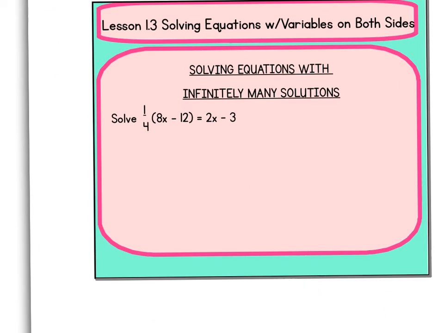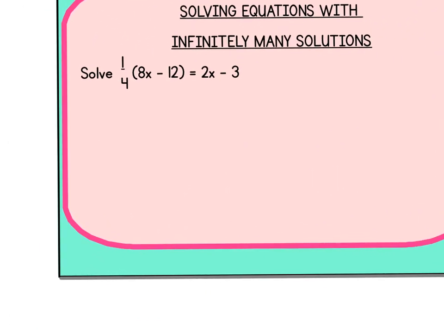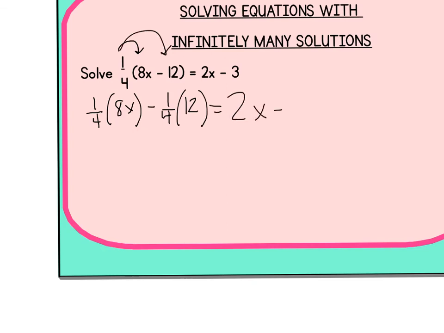So let's try the next one. We have 1/4 needing to shake hands with the 8x minus the 1/4 has to shake hands with the 12 equals 2x minus 3. Remember, when it's shaking hands, since this isn't a fraction, you have to make it one. Top times top would give us 8. Bottom times bottom would give us 4. And we still have that x.